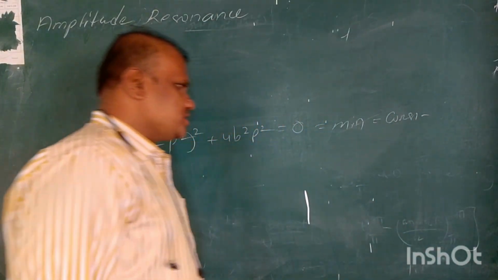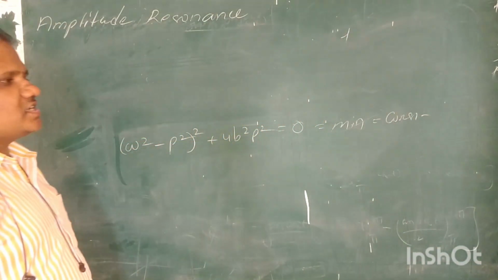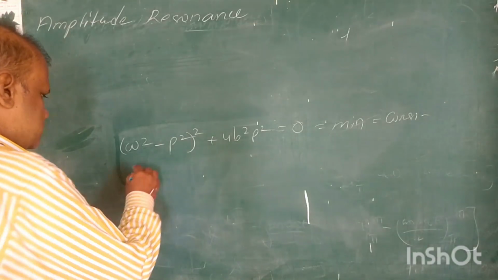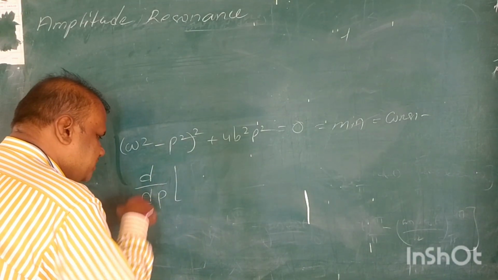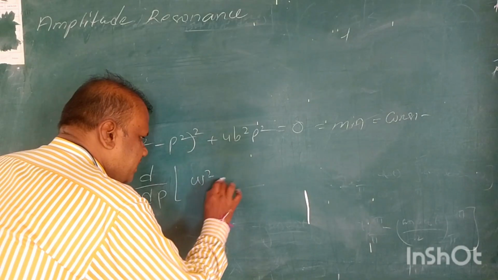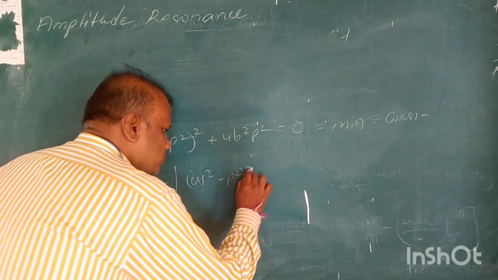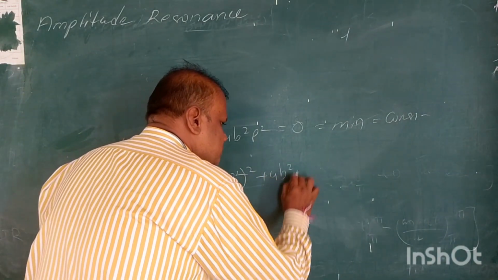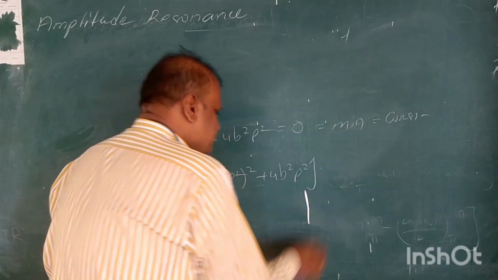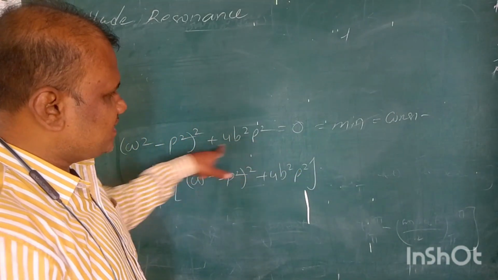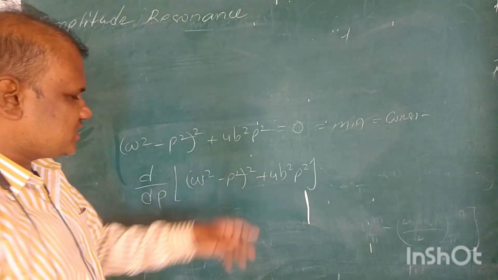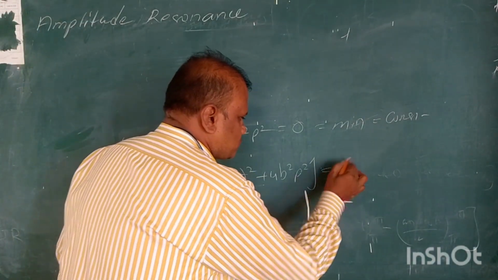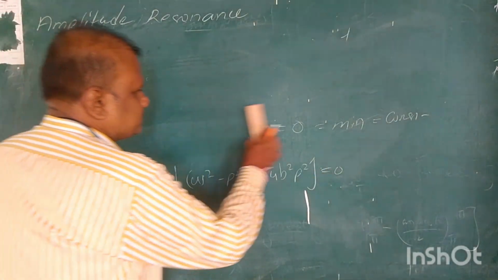As you know, the differentiation of a constant is nothing but 0. So here I am going to differentiate this one with respect to p: (omega square minus p square) whole square plus 4b square p square. This quantity is minimum, so it is a constant, and the differentiation of a constant is 0, therefore it should be equal to 0.